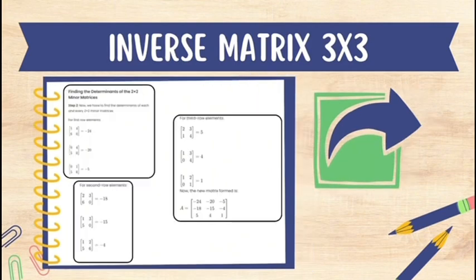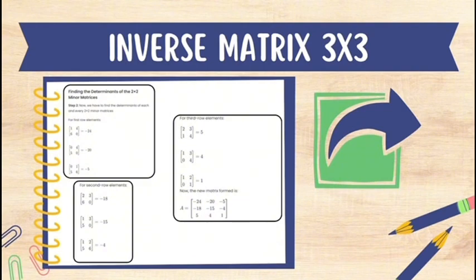Okay, now we're going to find the determinant of each 2 times 2 minor matrix. So 1, 4, 6 and 0 equals negative 24. 0, 4, 5, 0 equals negative 20. 0, 1, 5, 6 equals negative 5. 2, 3, 6 and 0 equals negative 18. 1, 3, 5, 0 equals negative 15. 1, 2, 5, 6 equals negative 4. 2, 3, 1, 4 equals 5. 1, 3, 0, 4 equals 4. 1, 2, 0, 1 equals 1.